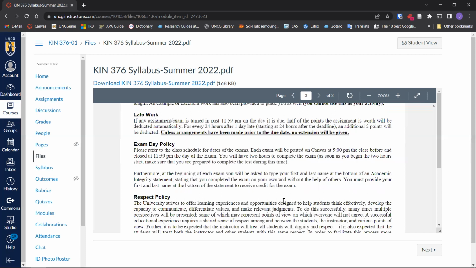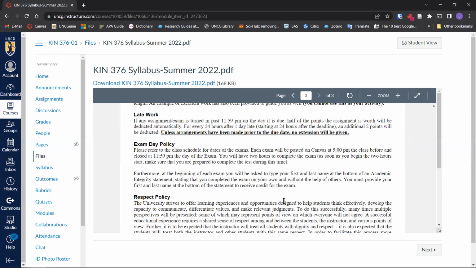For the examinations, we'll go through the schedule once again, but these will all be online on Canvas. You can do them on your computer. You do not need a lockdown browser, anything like that. I will ask you to place your name at the end of an academic integrity statement, but you'll be able to complete them on Canvas, and you'll have 2 hours to complete each exam.